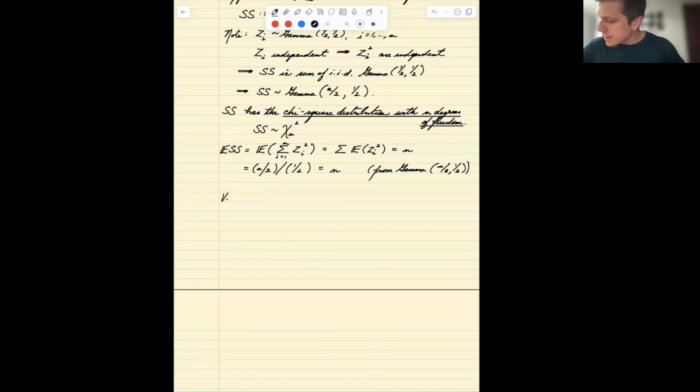The variance of SS, well, there's two ways to do this. One is from the gamma, which is alpha over beta squared. This is from the gamma. Or we could do it from the relationship from the construction of sums of squares of standard normals.